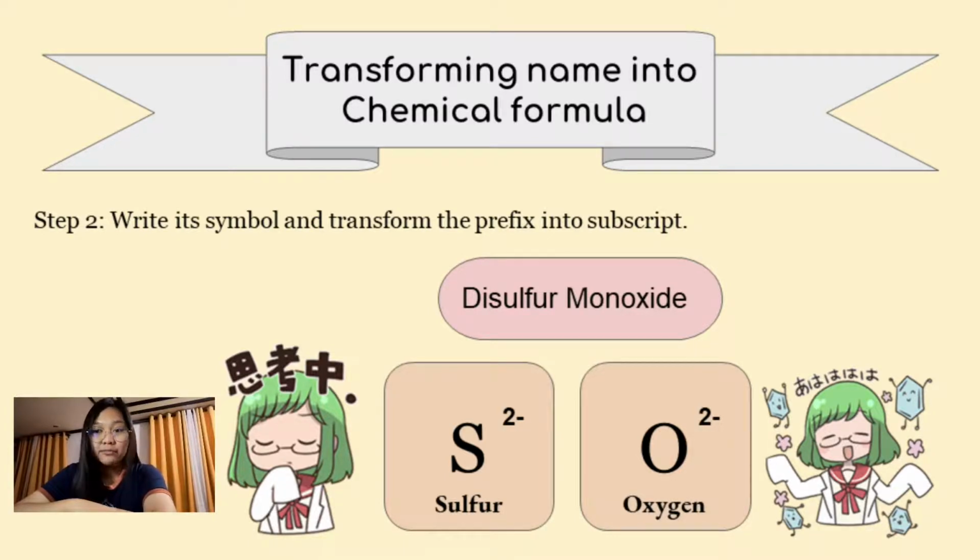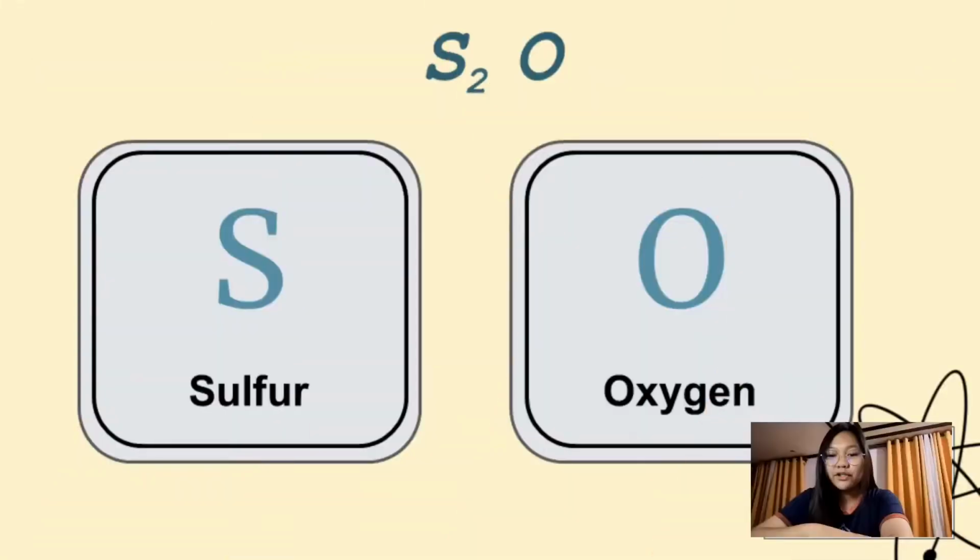And if the number of atom is 1, we are not supposed to write it. So we will have the element symbol for oxide, which is O. Combining them together, our answer will be S2O.